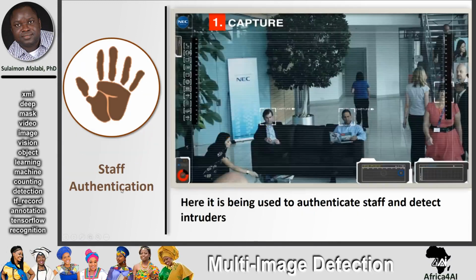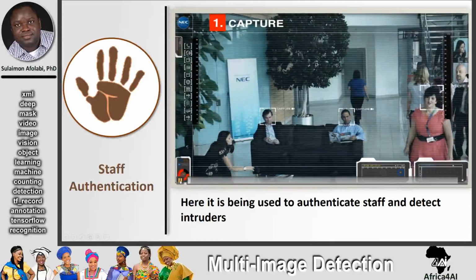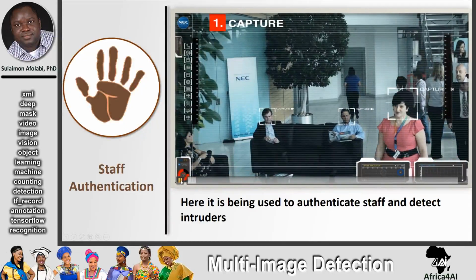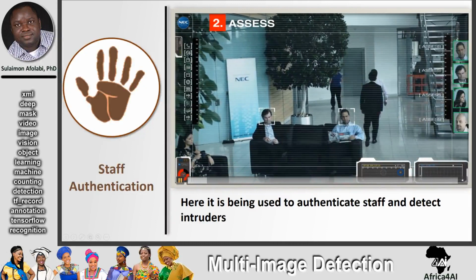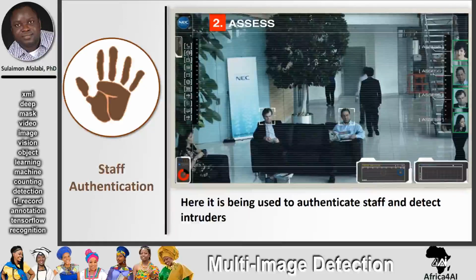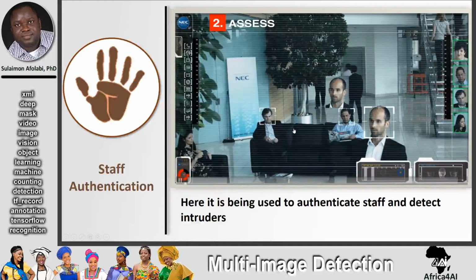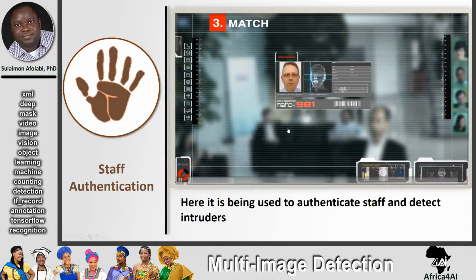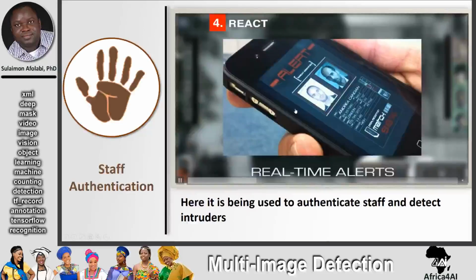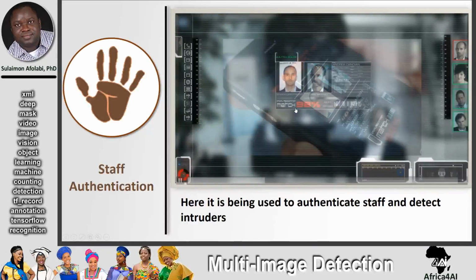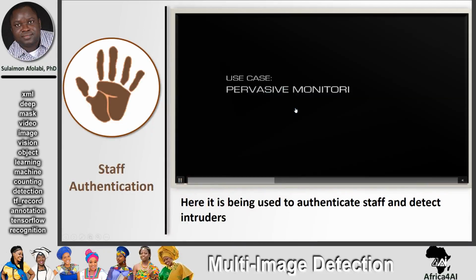Staff authentication. We saw it previously. So here is another video showing the system trying to recognize the people as they come into this area and is able to match. So with this one, you can be able to detect intruders. So those that are not supposed to be here, maybe that have come in one way or the other. So it monitors, it does that. Okay.